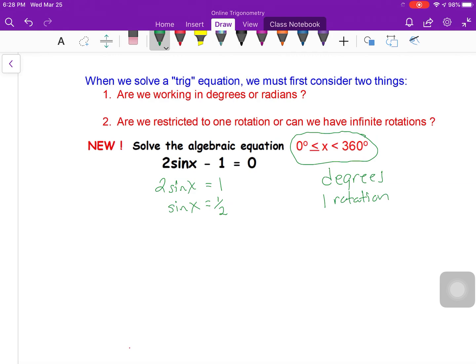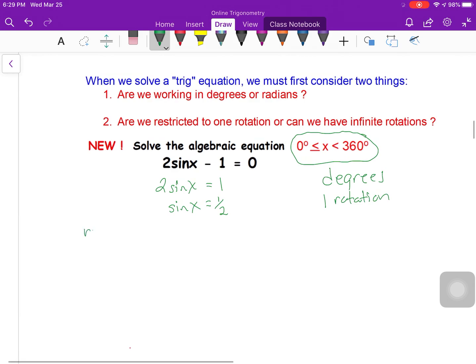Okay, now at this point, once the trig function is isolated, we have to decide, is this going to be a problem that involves a reference angle, meaning it comes from one of our special triangles, or is this a problem where we use the unit circle? The unit circle was used for quadrantal angles, like 0, 90, 180, 270. And of course 360 if we were allowed to use that. Well, this one involves a reference angle. There was one of the angles from our special triangles, either 30, 45, or 60, that had a sine that was equal to 1/2. And it was, of course, 30 degrees. So our reference angle here is 30 degrees.